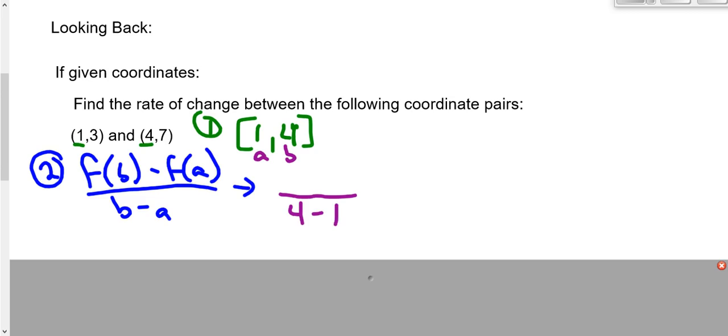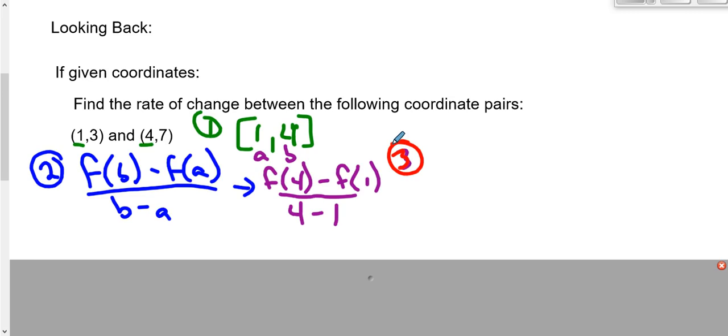Now we have to take a look at what our outcome is going to be. So I know if I plug in b, I get out f of b. So if I plug in 4, I'm going to get out f of 4. And over here, if I plug in 1, I'm going to get out f of 1. And in our next step, we're going to take a look at what those outputs are based on our coordinate pairs.